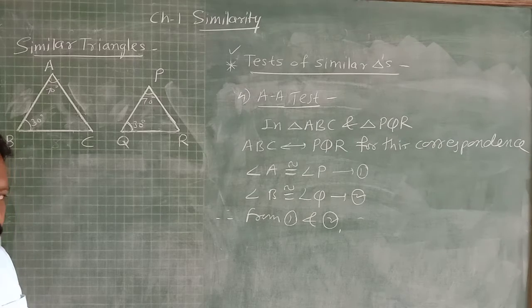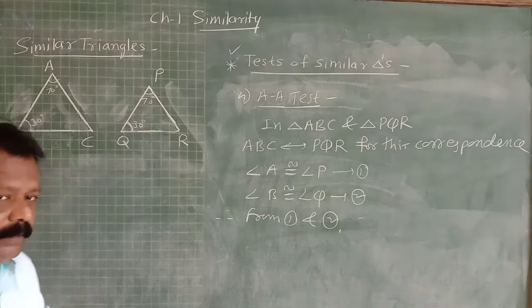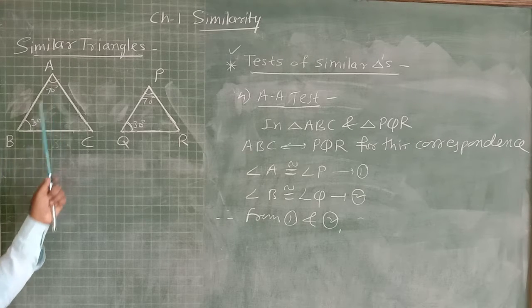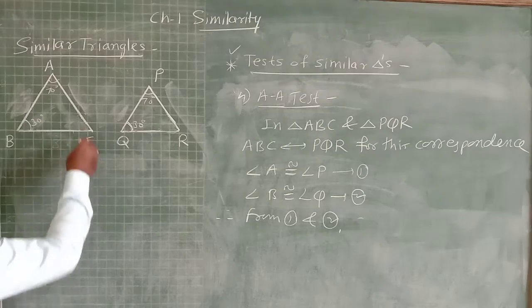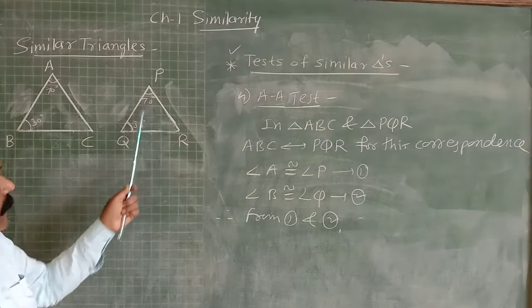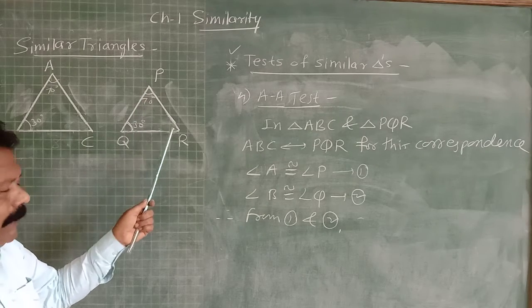Let it be. We know that the sum of the measures of all angles of a triangle is 180 degrees. This is the theorem of triangle, or property of triangle. This 70 and this 30, after adding, you will get 100. Then the remaining is 180 minus 100, which is 80. So the remaining angle R is 80.